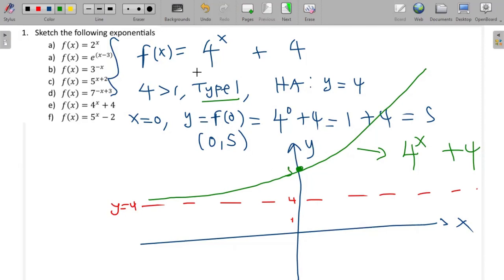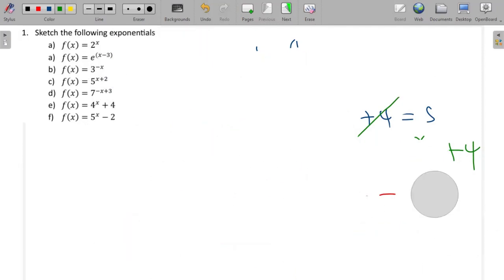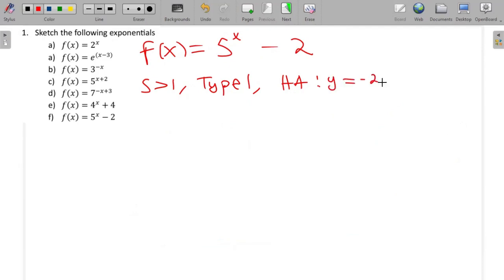Okay, let's look at the last one for these exponential sketches. So the last one is f of x equals 5 to the power x minus 2. So 5 is greater than 1, so this is a type 1. Okay. The horizontal asymptote is whatever they are adding or subtracting to this 5 to the power x. So that is y equals minus 2.